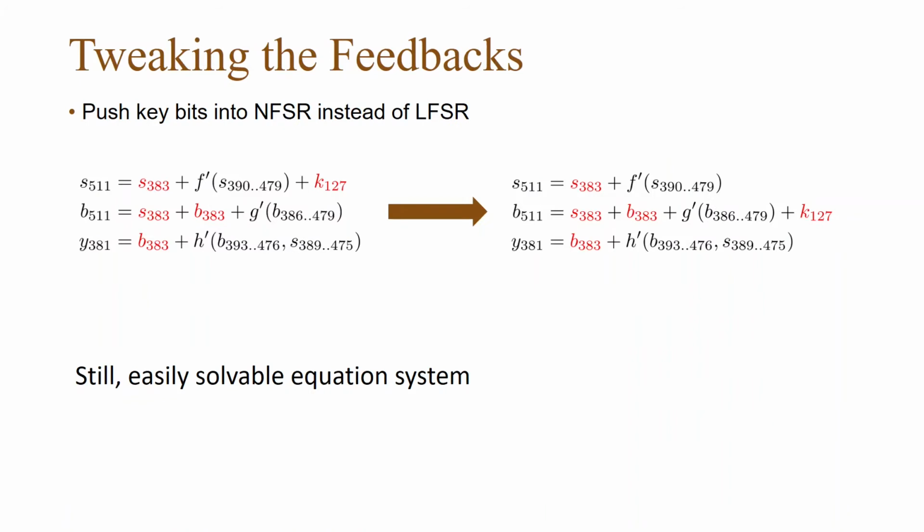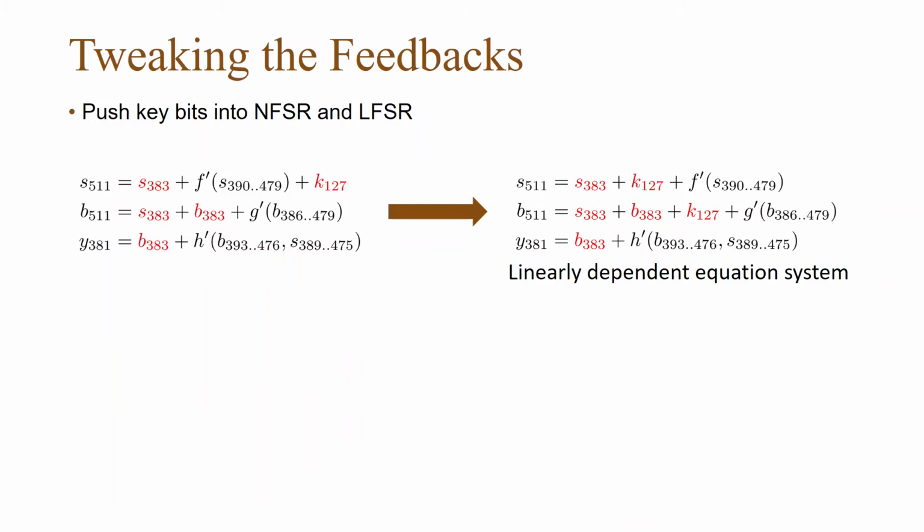A first approach would be to investigate what happens if we push the key bits in some other way than just into the LFSR. Pushing the key bits into the NFSR instead would mean that we take the bit key 127 and move it from the update of the LFSR to the update of the NFSR instead. Looking at this equation system, we will see that we end up in a similar situation as before with an easily solvable equation system. So this is not a feasible approach.